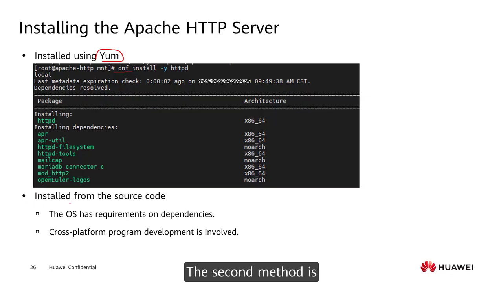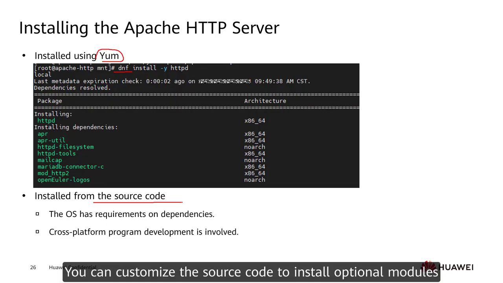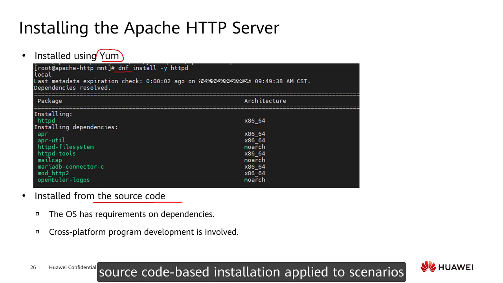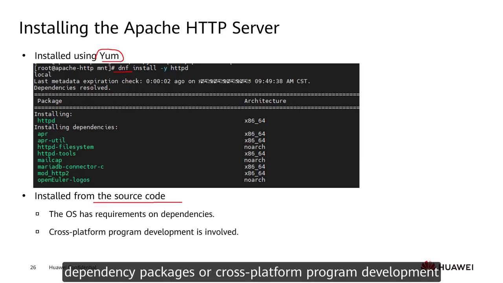The second method is to install from the source code. It is more complex but more flexible. You can customize the source code to install optional modules. Source code based installation applies to scenarios where the operating system has requirements on dependency packages or cross-LAN program development.